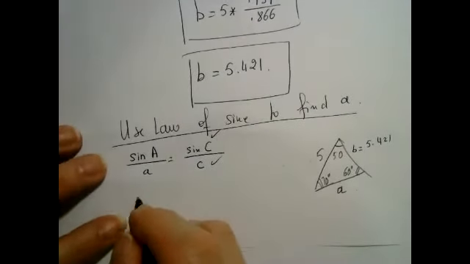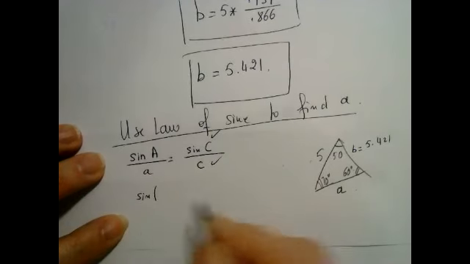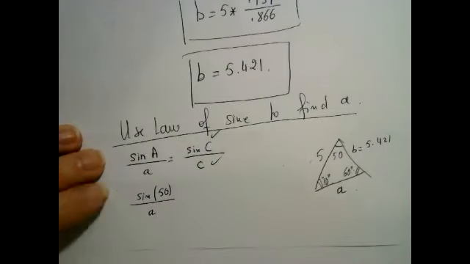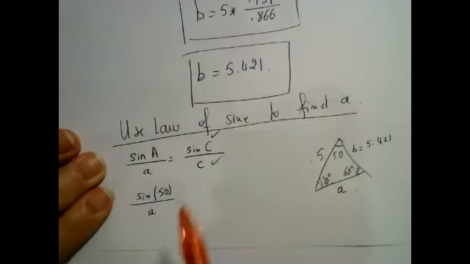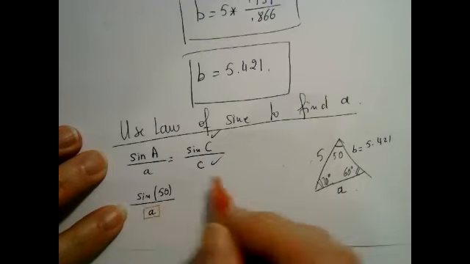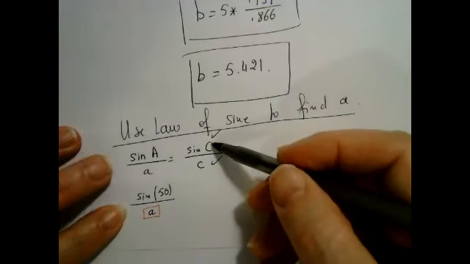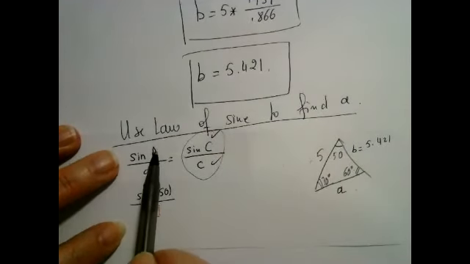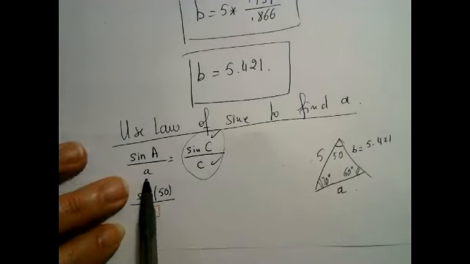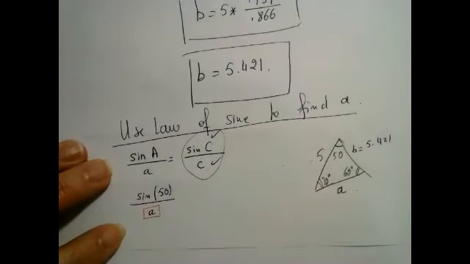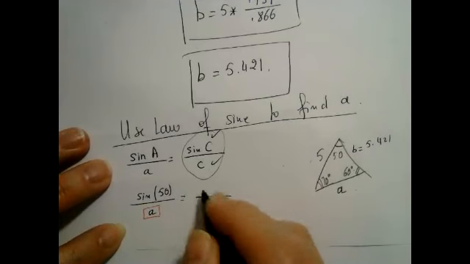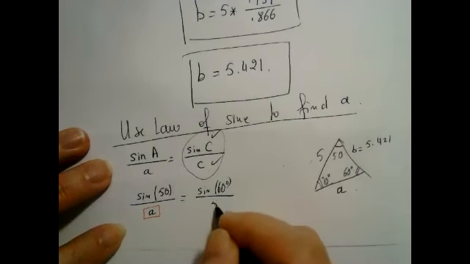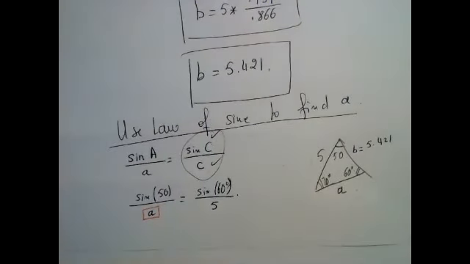And now we proceed. The sine of my A is 50 over my unknown. To use the law of sines, I need three things: an angle and the side opposite to it, at least that, and then either I know one angle and don't know the side, or I know the side and don't know the angle. So this is equal to the sine of 60 divided by 5.